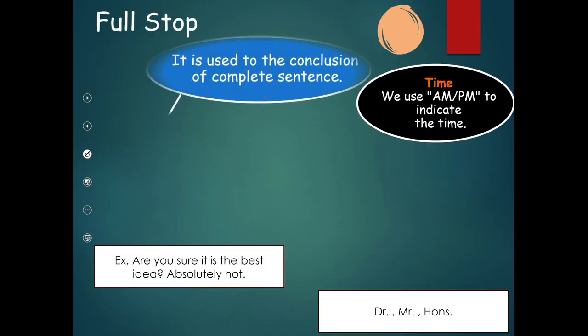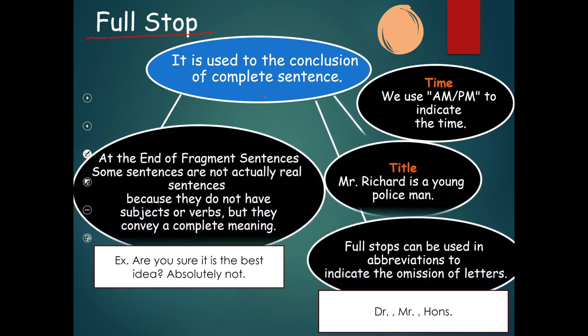Now let's talk about full stop. So full stop is used at the conclusion of a complete sentence. It's very easy, we already know this and we do this also. So now let's see, it is used at the end of a fragmented sentence.